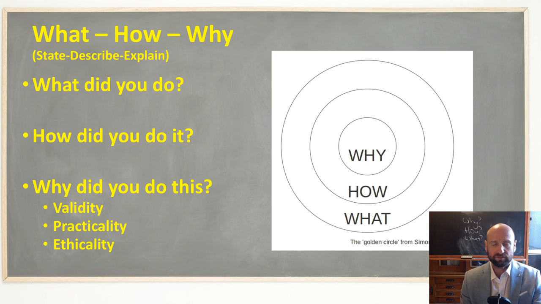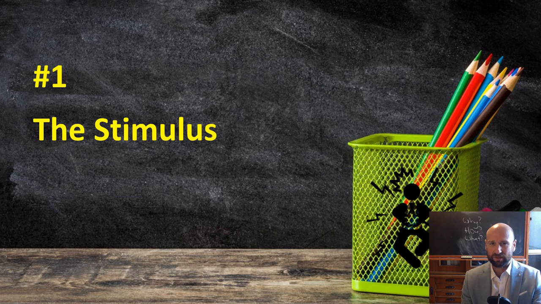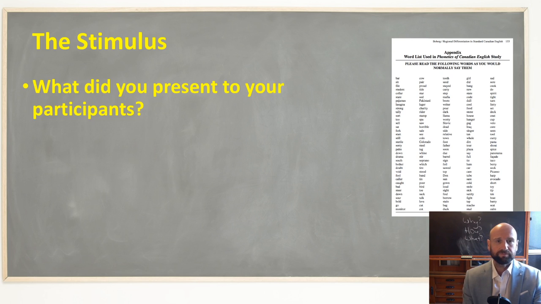So let's break down now the 3 materials that you have to explain. The first thing is the stimulus. And what do I mean by that? Well, you probably presented something to your participants, right? There's some sort of stimulus that you've exposed them to in some way to help you manipulate your independent variable. And so what was it?